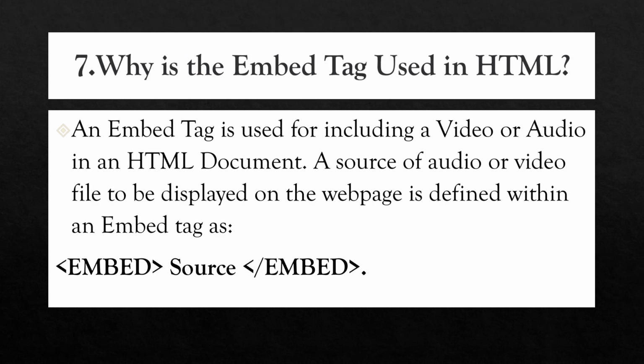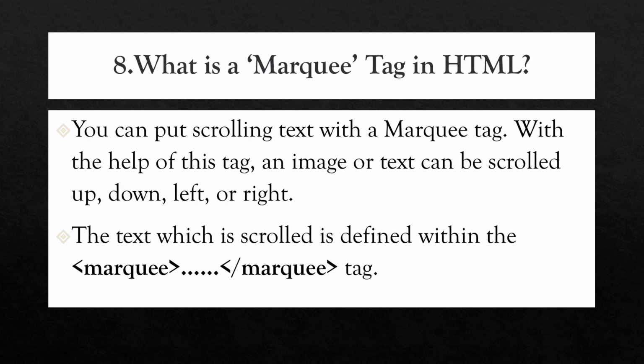And the seventh question is, why is the embed tag used in HTML? The embed tag is used for including a video or audio in an HTML document. For example, in the web page, we have seen audios or videos. By using this embed tag, the audios or videos are displayed. This is the embed tag.